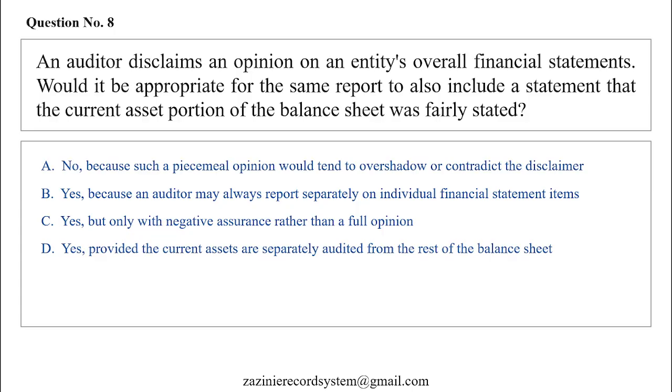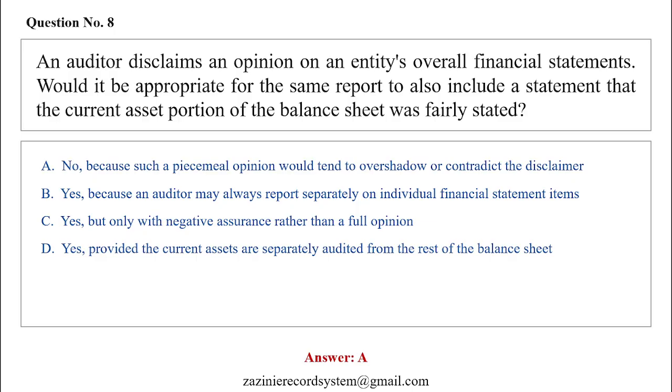Question number 8. An auditor disclaims an opinion on an entity's overall financial statements. Would it be appropriate for the same report to also include a statement that the current asset portion of the balance sheet was fairly stated? Letter A, no, because such a piecemeal opinion would tend to overshadow or contradict the disclaimer. Letter B, yes, because an auditor may always report separately on individual financial statement items. Letter C, yes, but only with negative assurance rather than a full opinion. Letter D, yes, provided the current assets are separately audited from the rest of the balance sheet. Correct answer is letter A.